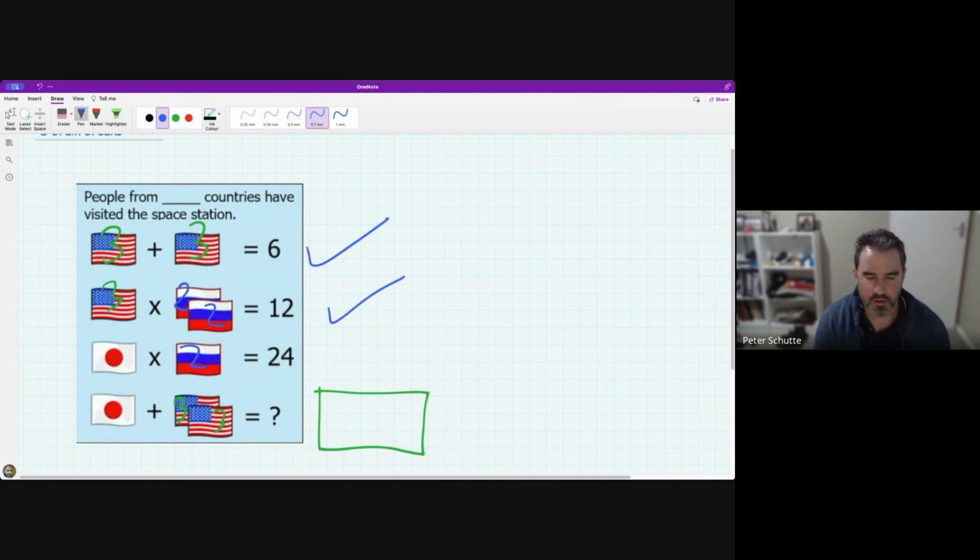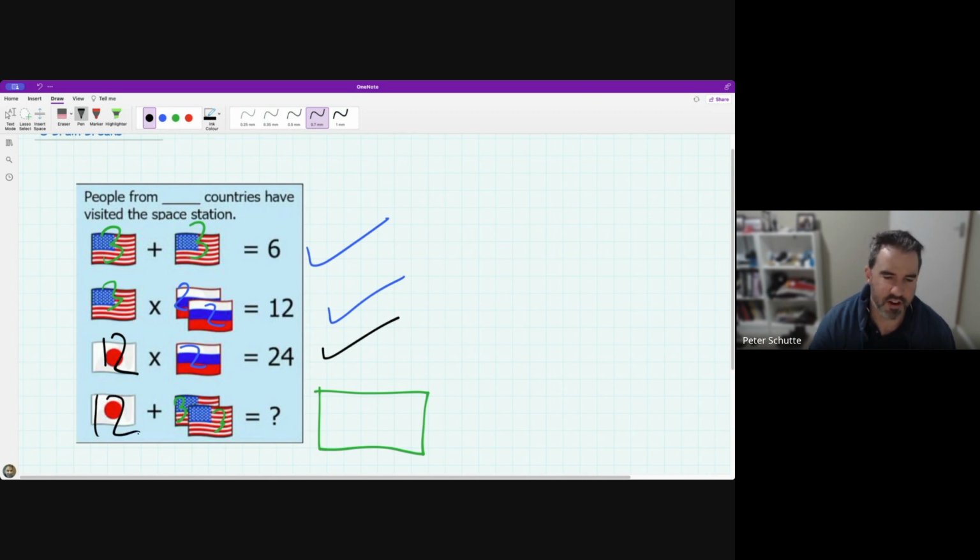Now, then Japan must be, well, if Japan was 6 times 2, we get 12. So I don't think this is 6. I think it is going to be something a bit different, but close to that. Something times 2 is 24. I think this has to be 12. Yeah, 12 times 2 is 24.